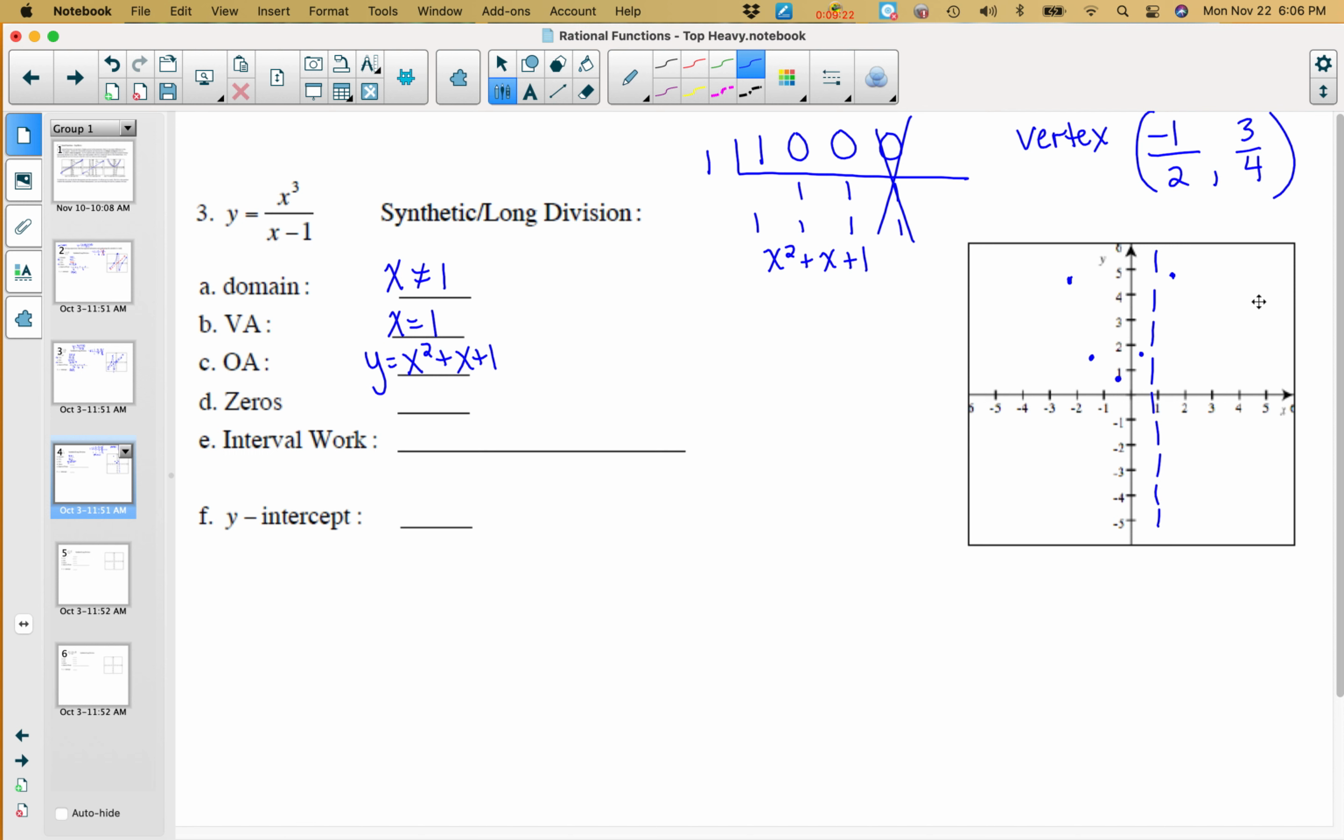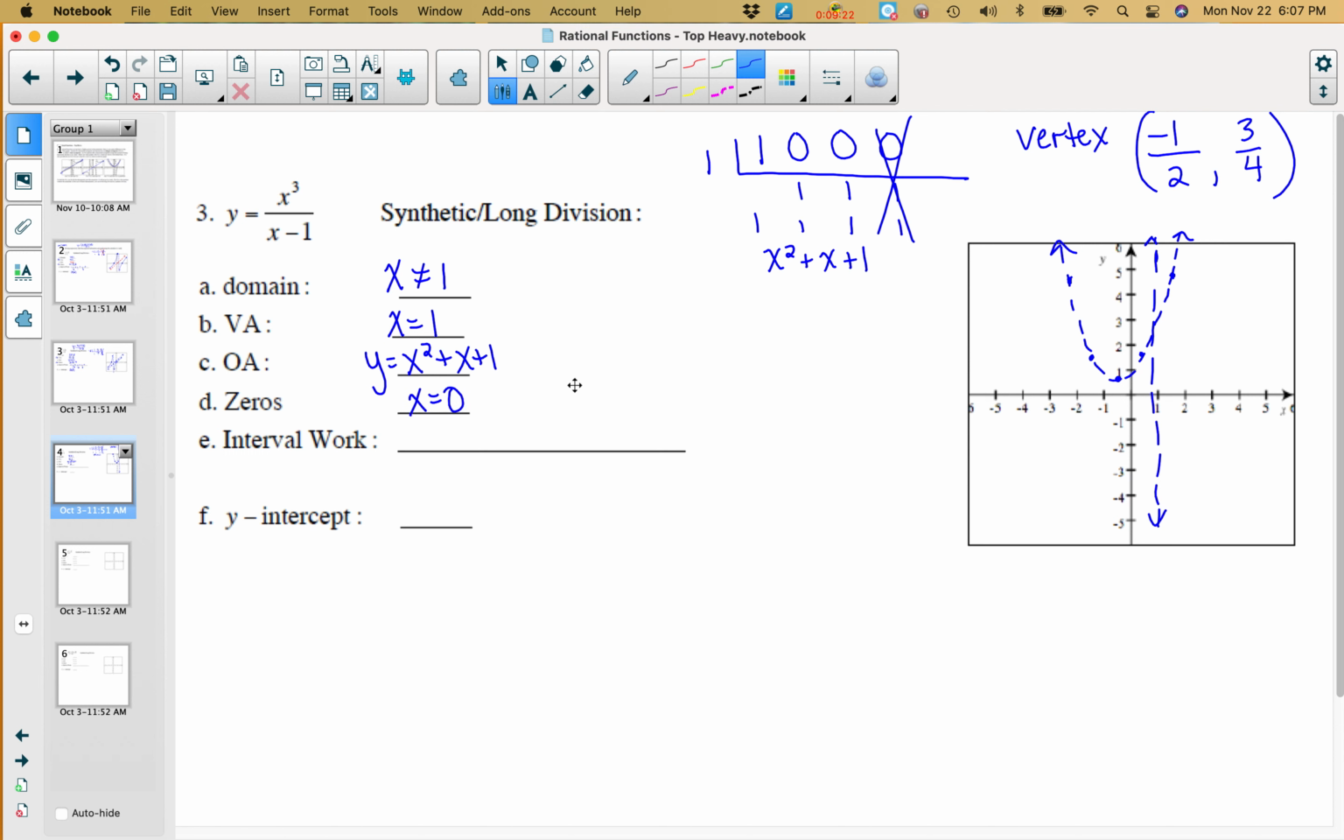Okay, so it's not that bad if you find the vertex and then use whether or not it's stretched, and then I'm going to draw this in. All right, so that's my oblique asymptote.